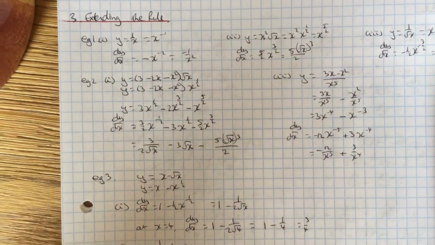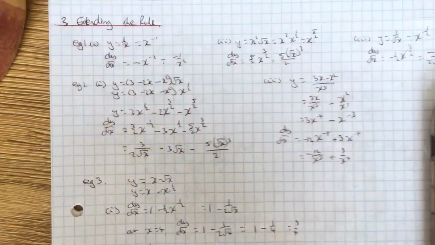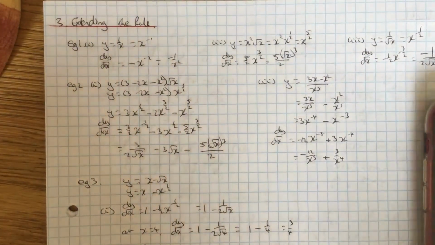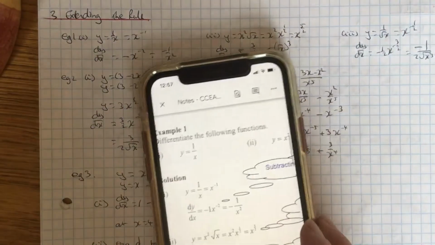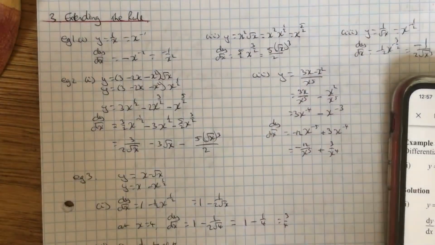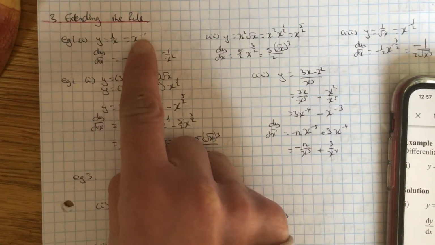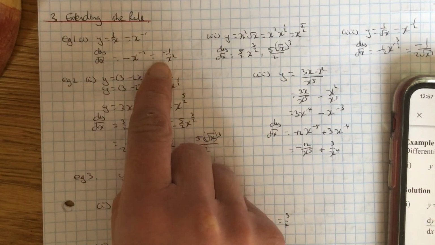Okay, next section is extending the rule. If you follow the SQA notes alongside mine, I have them open here on the phone. So the first one is y equals 1 over x. You can't differentiate with x in the bottom line, so you must bring it up as x to the minus 1. Now you can differentiate it.